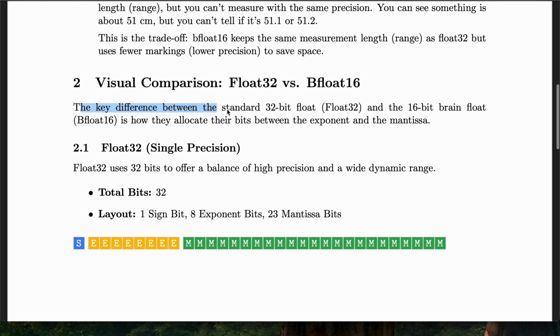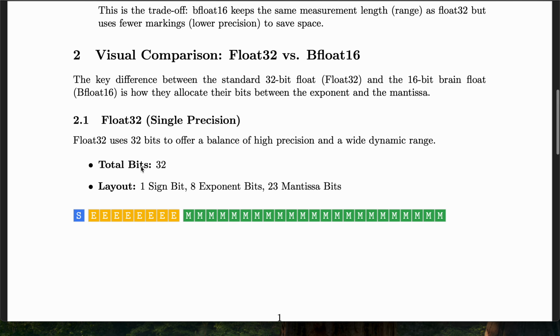So, as you can see, the key difference between the standard 32-bit Float32 and the 16-bit brain float, Bfloat16, is how they allocate their bits between the exponent and mantissa. So over here, as we said, we have a float32, and it uses 32 bits to offer a balance of high precision and a wide dynamic range. So over here, we have 32 bits. The layout is 1 for the sign.